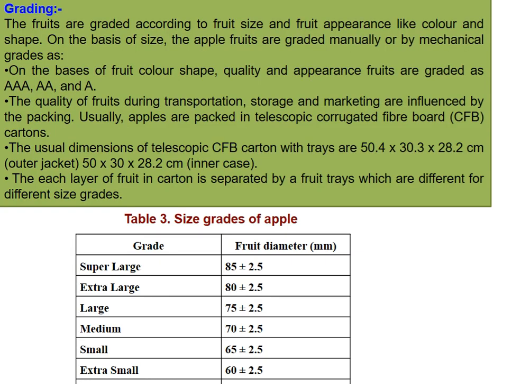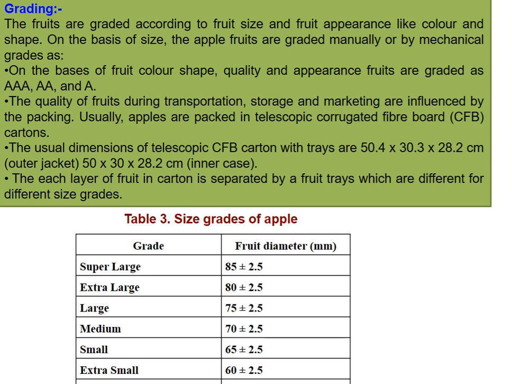Next is the grading. The fruits are graded according to the fruit size and the appearance, like color and shape. On the basis of the size, apple fruits are graded manually or by mechanical graders. On the basis of the fruit color and shape, quality and appearance, fruits are graded as A and B.